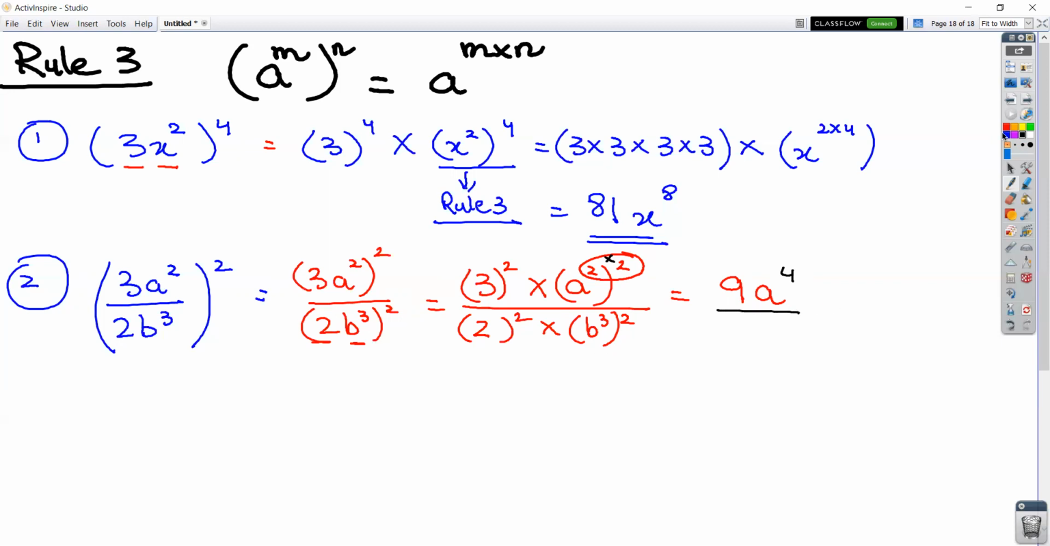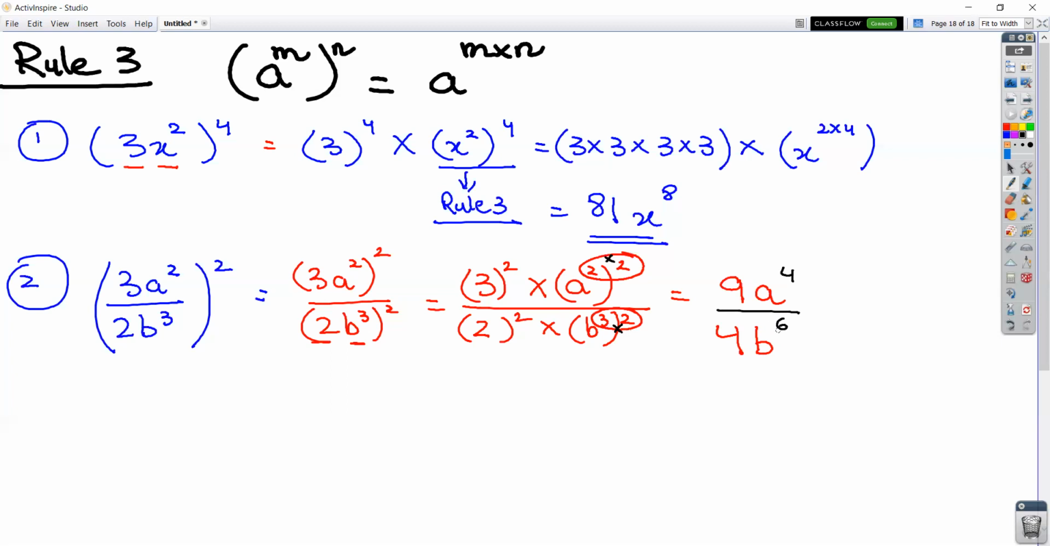Now the denominator is going to be, now we do the square of 2. So 2 squared is going to be 4. And to simplify the powers on b, we can write them together, which is this thing. Again, it is written in the form where we can multiply them together. And 3 times 2 is 6.